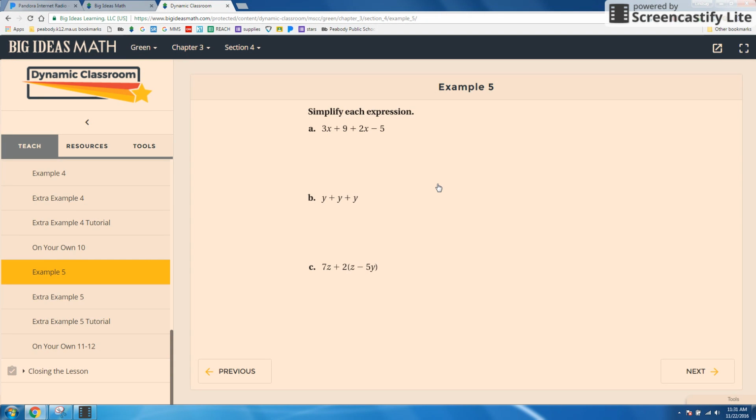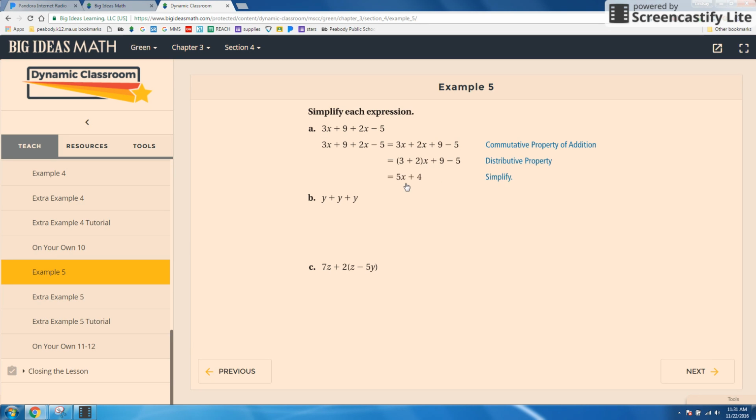Last thing is simplifying expressions that have the same variable more than once. So for this problem here, you can add coefficients if they have the same letter attached to them. So 3x plus 2x is going to become 5x. They're going to move it around showing you the commutative property. And then you're going to have 9 minus 5, which you can do because they're constants.